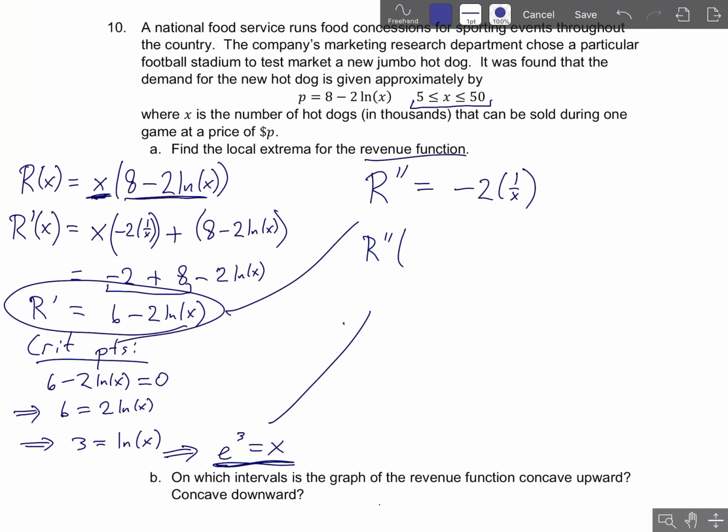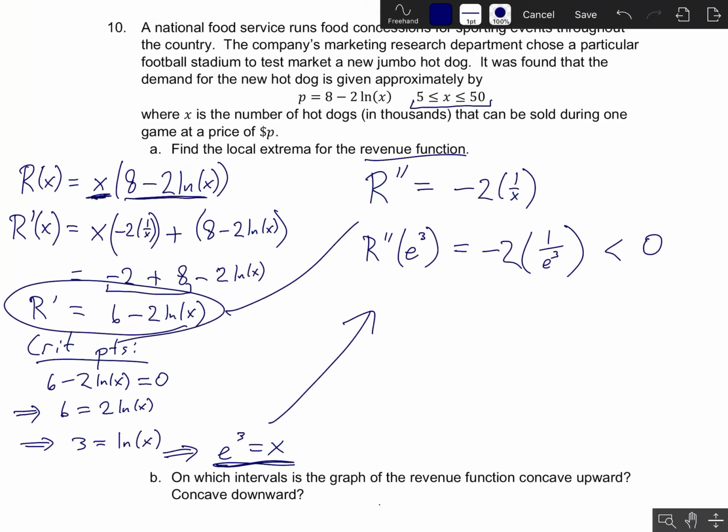And now to apply the second derivative test, I just take that second derivative and plug in the critical point that we found a second ago. So I want r double prime evaluated at e cubed. That would be negative 2 times 1 over e cubed. And you could plug this into a calculator if you wanted to, but again, we don't really care what the value of this expression is. We just care about whether it's positive or negative so that we can determine the concavity. And in this case, it's clear that this is a negative number, whatever it is.